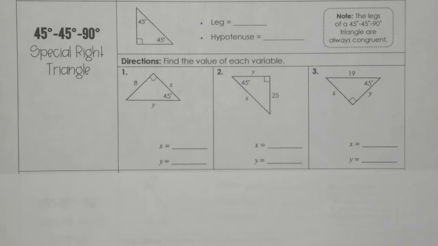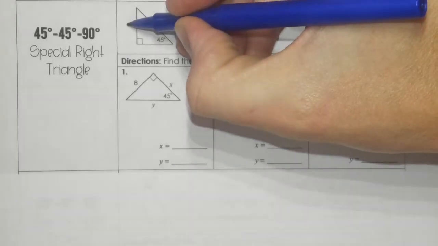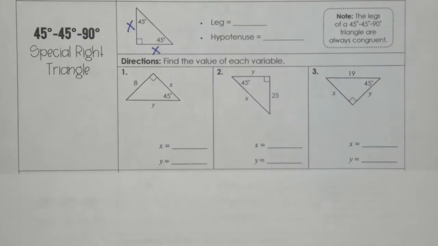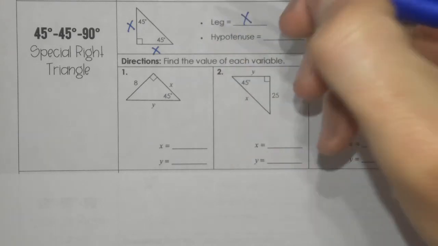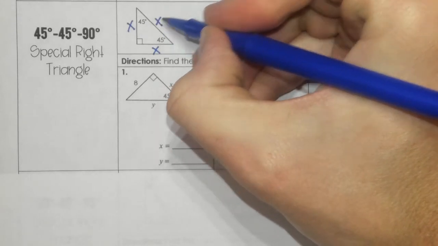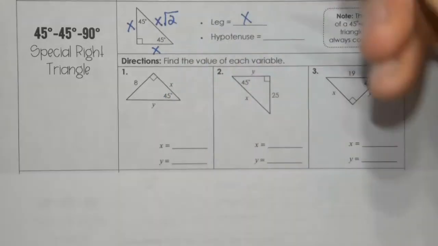Now, in a right triangle, those happen to be called the legs. So the legs of these triangles are always going to be congruent. Let's suppose they were called X, so the legs are X. The thing that makes this triangle special is the relationship between the legs and the hypotenuse. The hypotenuse is always the square root of 2 times bigger than the leg, so whatever the leg was times the square root of 2.